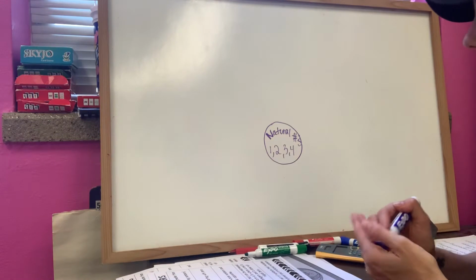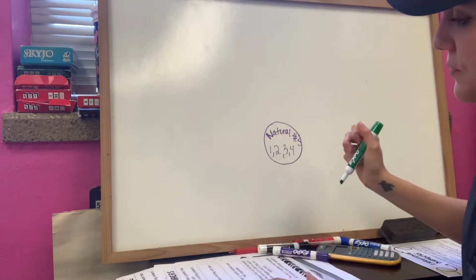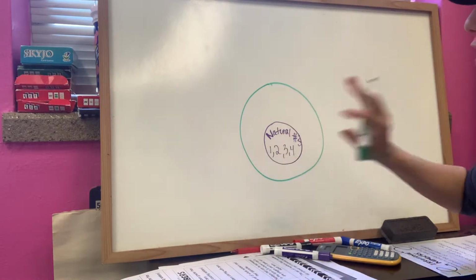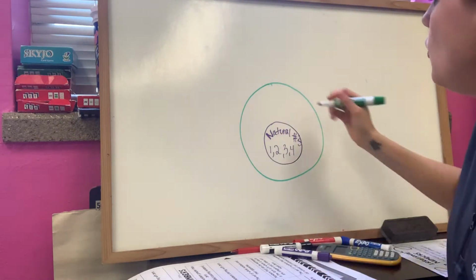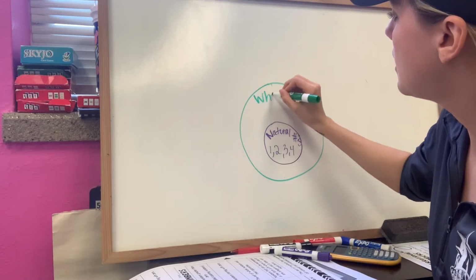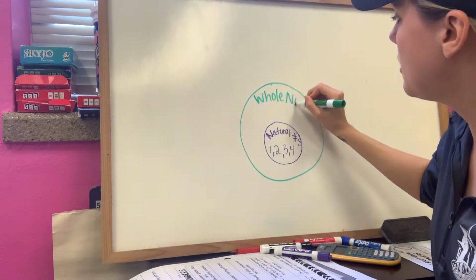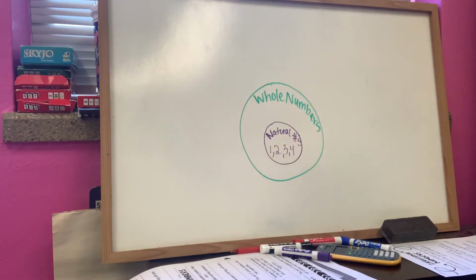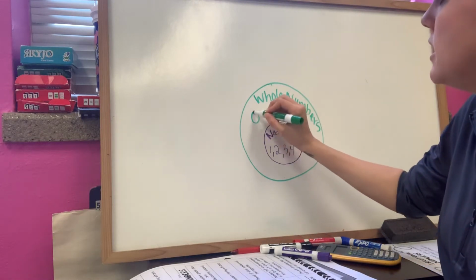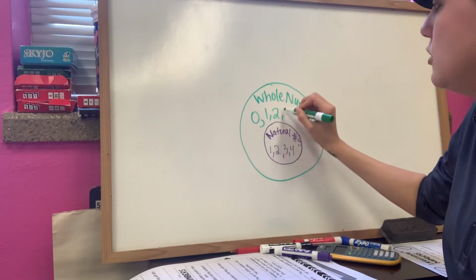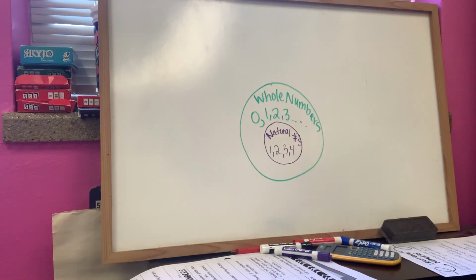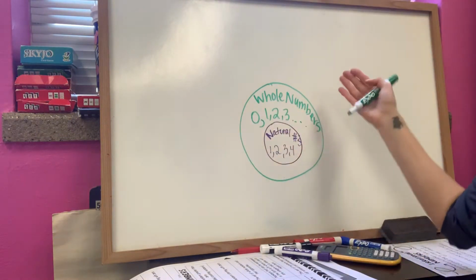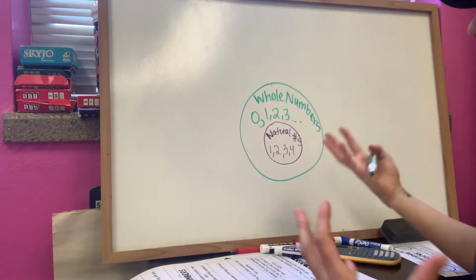Okay? The next type of numbers, and I'm going to make a bigger circle around natural numbers because this one includes natural numbers. They're just called whole numbers. So the next blank on your paper is whole numbers. These include all of our natural numbers, but we also include 0. So 0, 1, 2, 3, and we continue on and on. Again, no fractions, no decimals, no negative numbers. The only difference between whole numbers and natural numbers is whole numbers include 0.